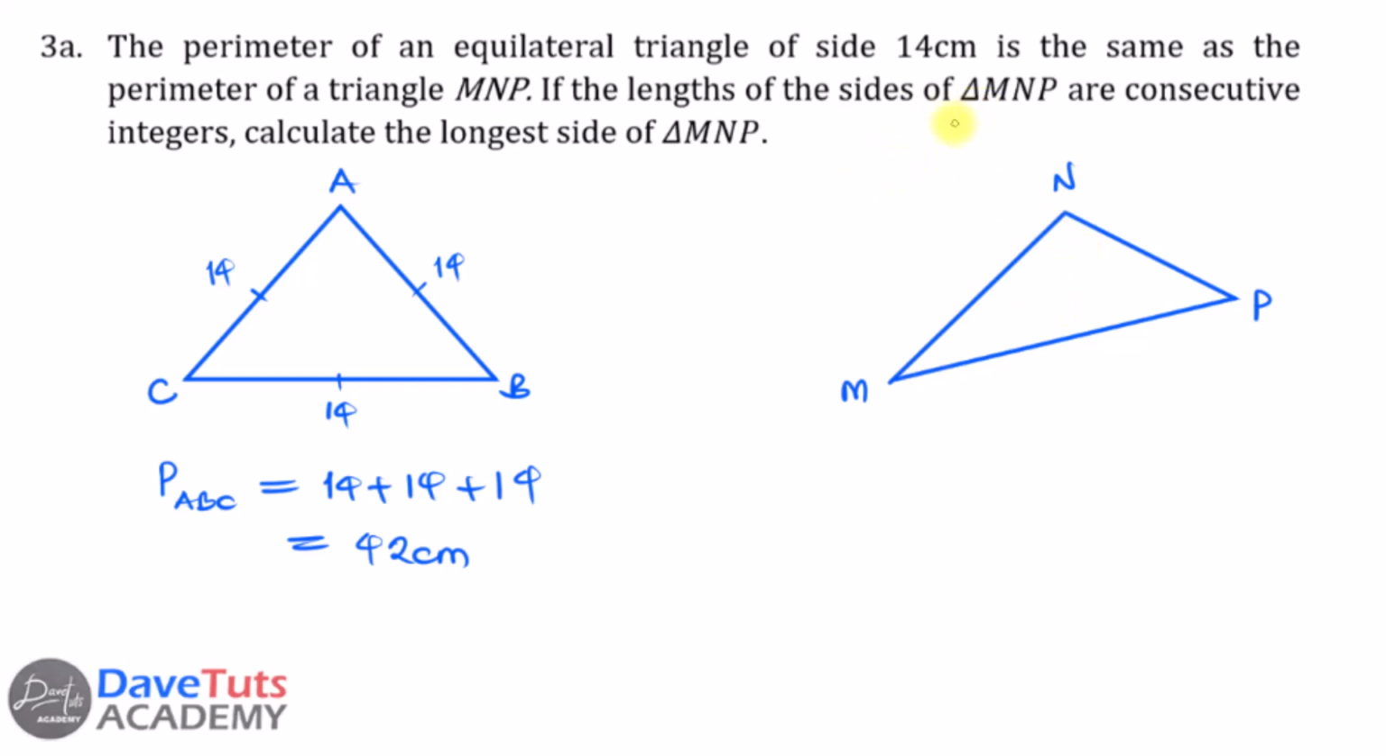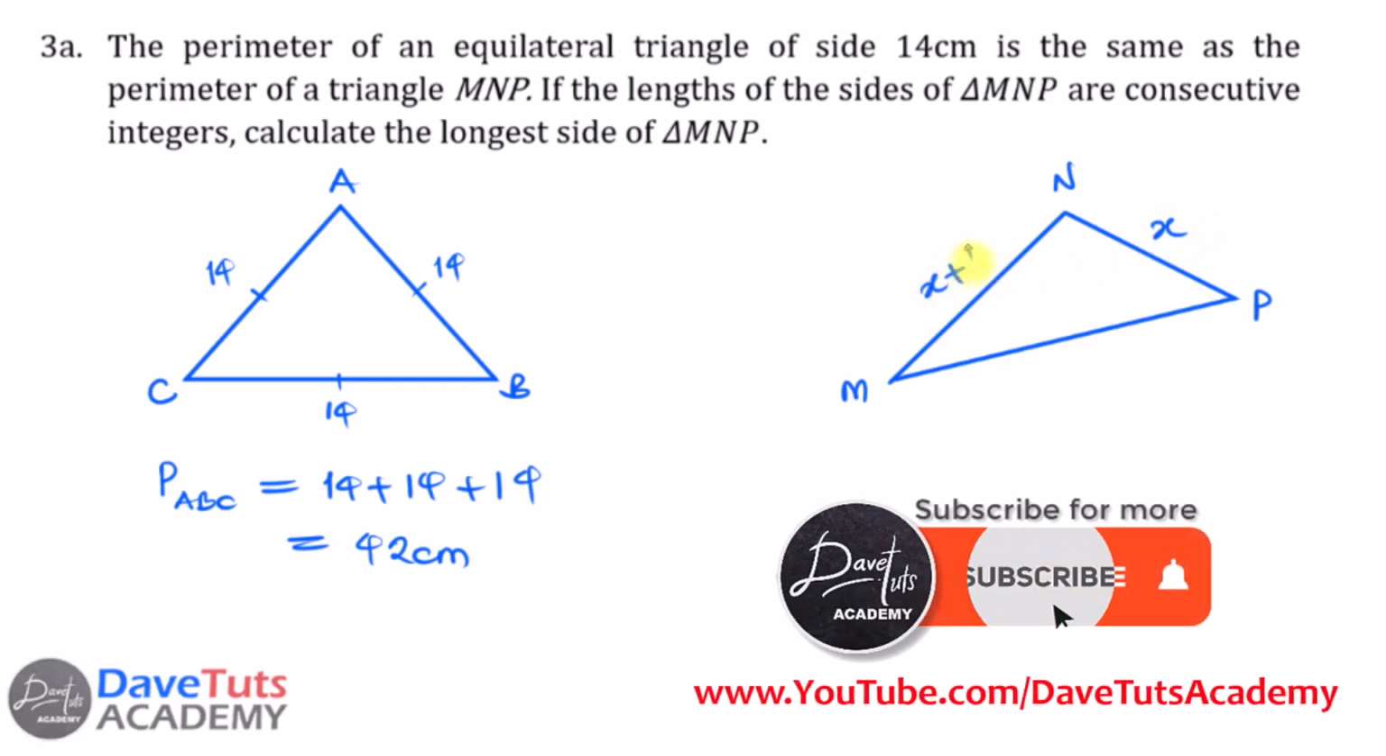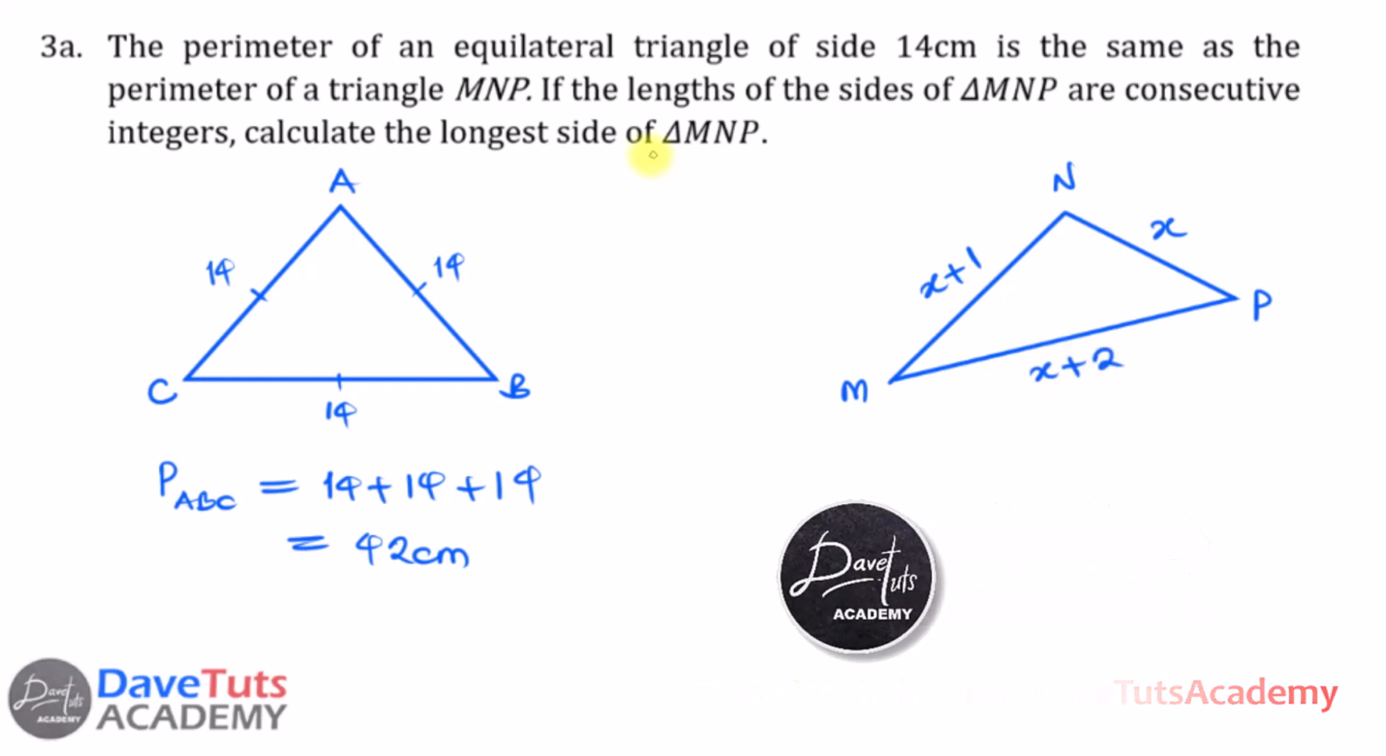But now we are told that the sides of MNP are consecutive integers. So let's say x is the least side. The next one will have to be x plus 1, and the longest one will have to be x plus 2. What we have to find is the longest side of MNP. So what we are looking for is x plus 2.